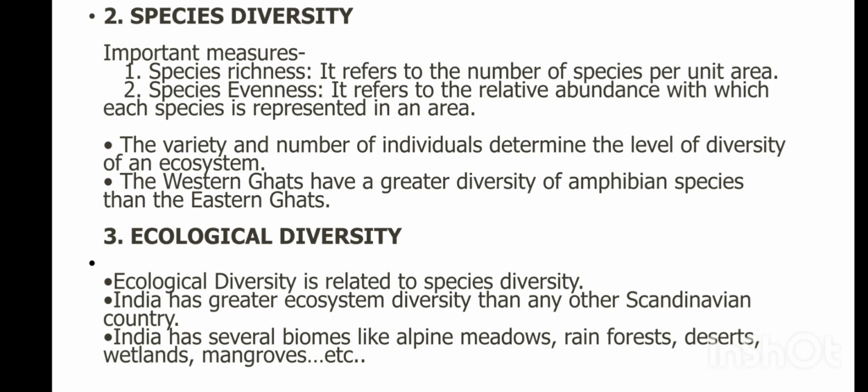Then species diversity. Important measures to calculate species diversity are species richness, which refers to the number of species present in a unit area, and species evenness, which means the relative abundance with which each species is represented in an area. The variety and number of individuals determine the level of diversity of an ecosystem. Western Ghats have greater diversity of amphibian species than Eastern Ghats.